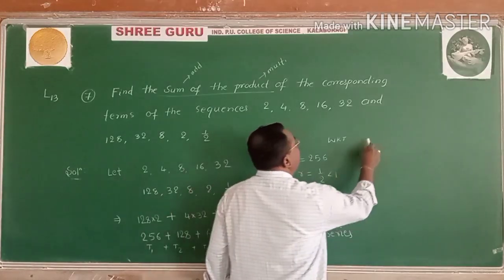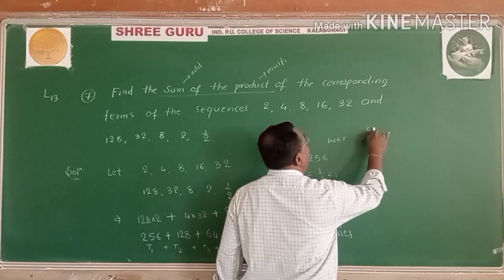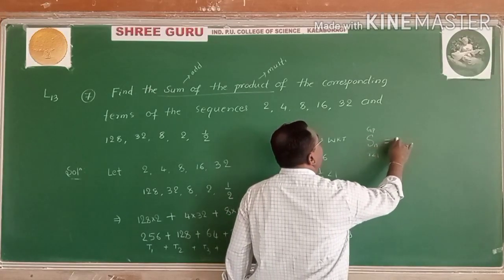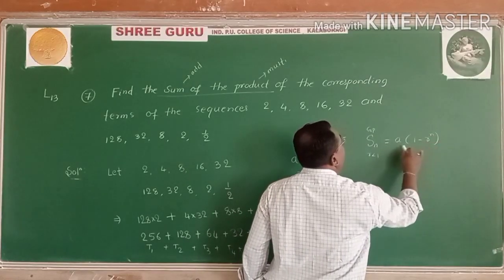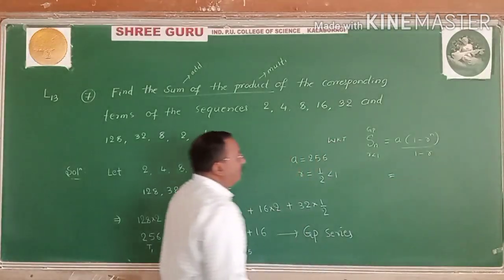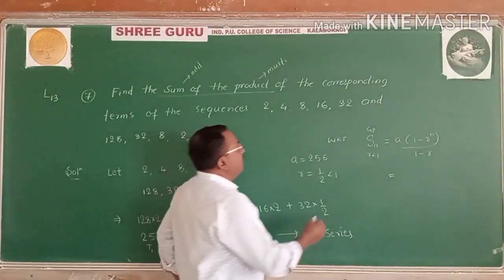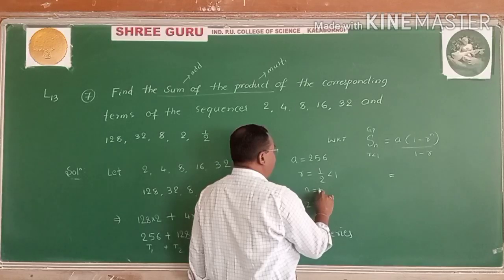We know that for Sn of a GP with R less than 1, the formula applies: A times 1 minus R to the power n divided by 1 minus R, where n is the number of terms. There are a total of 5 terms, so n is equal to 5.